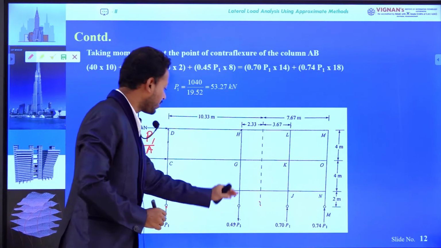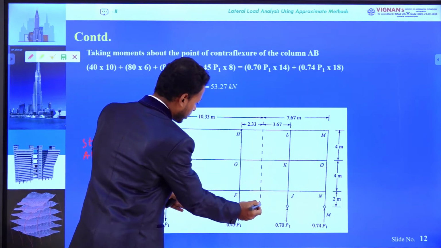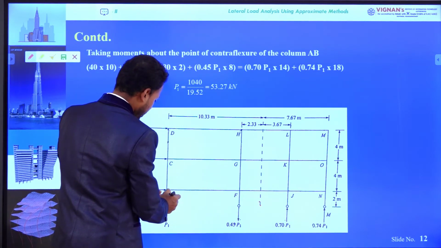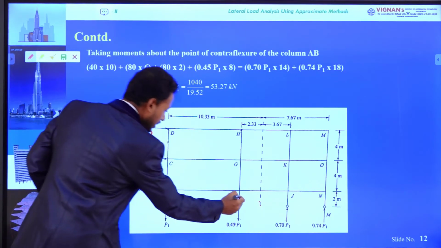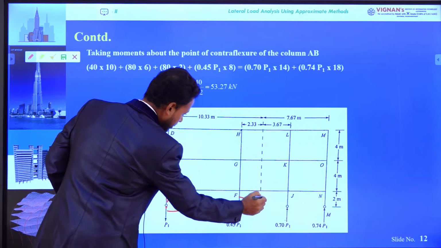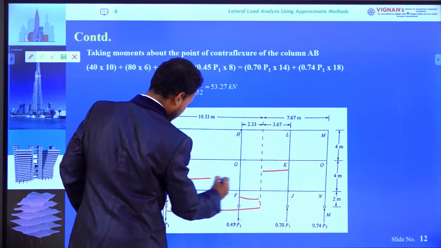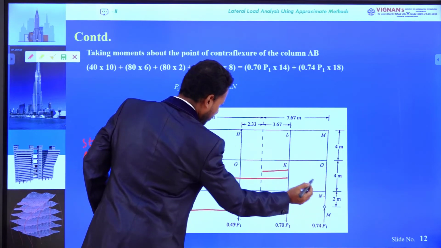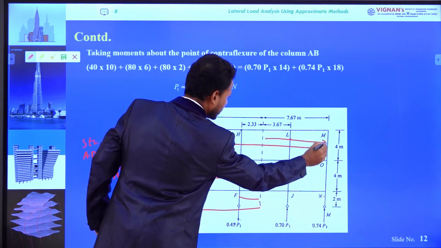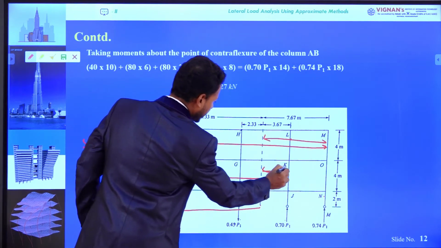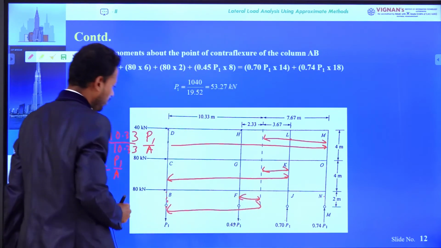So stress in EF, what will be the stress in EF? The distance between that column to centroidal axis divided by the distance from the left side to centroidal axis. This distance divided by this distance. For this column, this distance divided by this distance. Okay. So in this way we can calculate the stresses of those members.